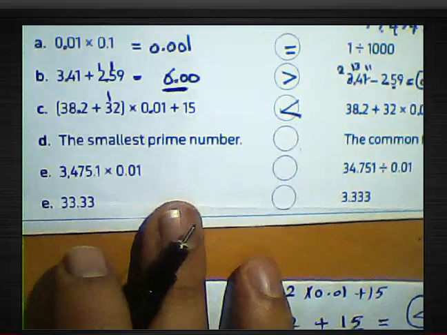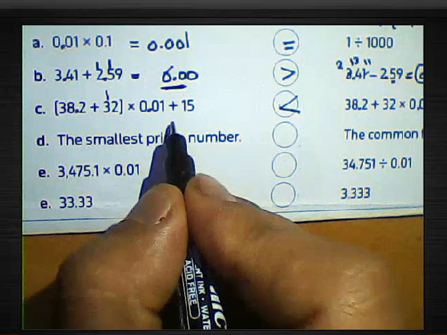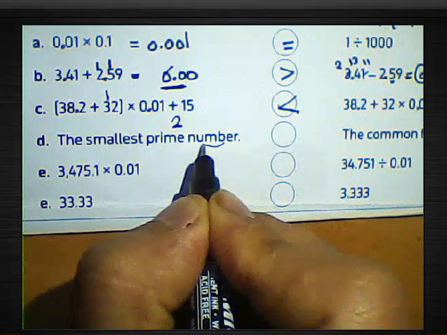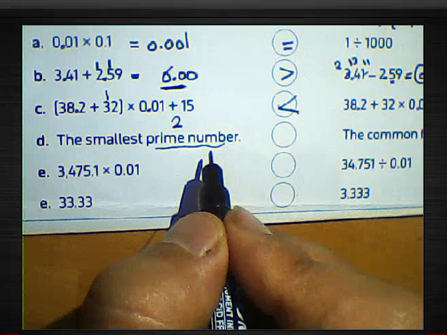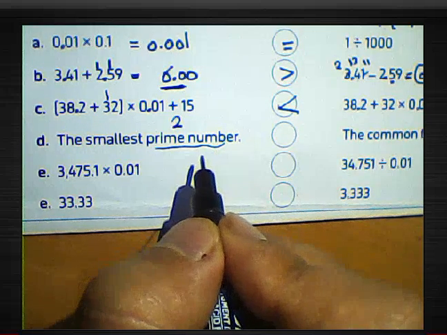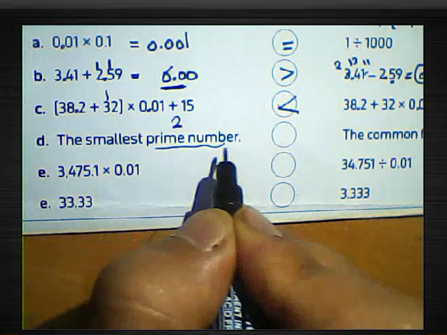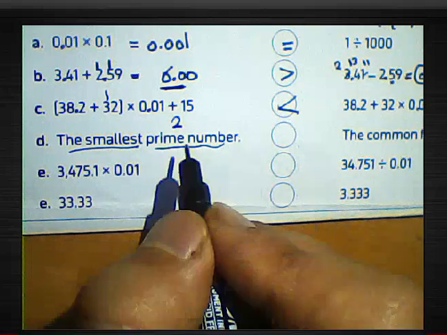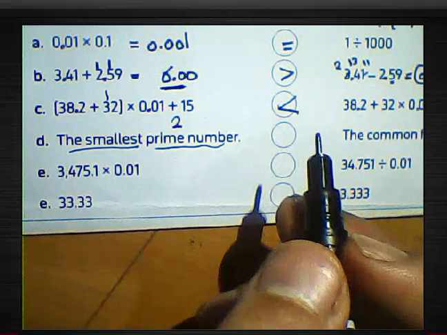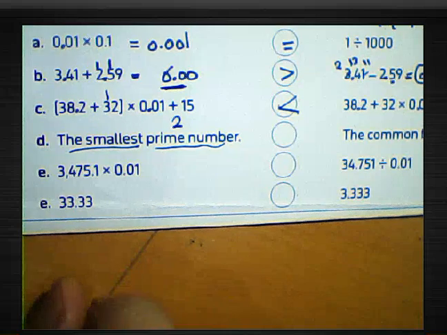Okay. Letter D. The smallest prime number is 2. We know the prime number has only 2 factors. The prime number can divide by itself and 1 only. So we have 2 factors about the prime number. And the smallest prime number is 2. The prime numbers are 2, 3, 5, 7, 11, 13, 17, 19, 23, 29, and so on.